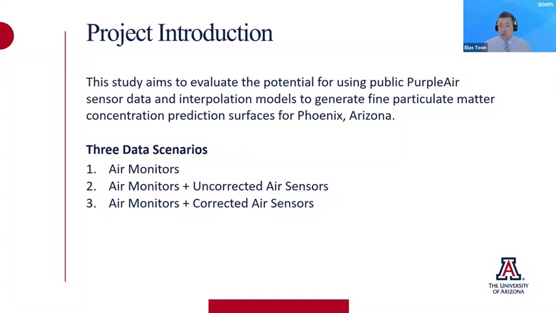So for this project, the study was aiming to evaluate the potential for combining those public PurpleAir sensor data and using interpolation models to generate fine particulate matter concentration prediction surfaces for Phoenix, Arizona. For this, 3 different data scenarios were analyzed. The first was using only data from the air monitors. The second was using a combination of the air monitoring data plus the uncorrected air sensor data. And the third data scenario was using the air monitoring data and the PurpleAir sensor data after the correction equation developed by Barkjohn et al. had been applied to the data set.